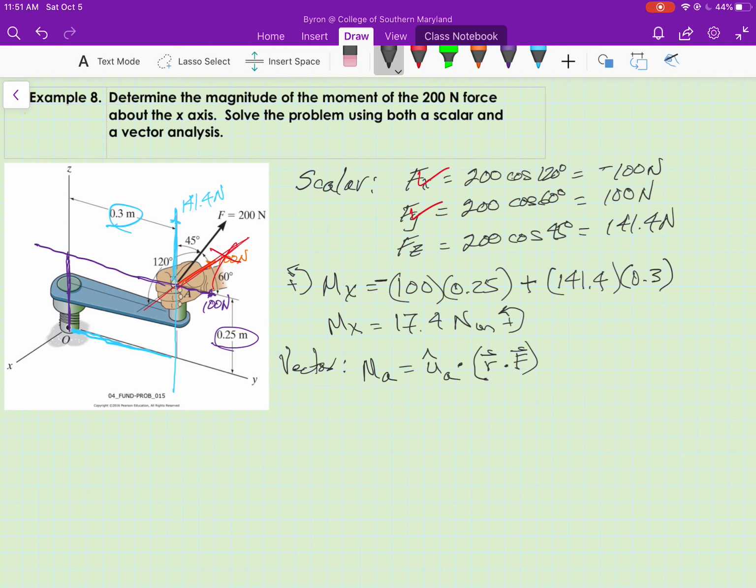The moment about a point is r cross F, and we can write that as the determinant of the magnitudes of the components of the unit vector, the magnitudes of the components of the position vector, and the magnitudes of the components of the force.